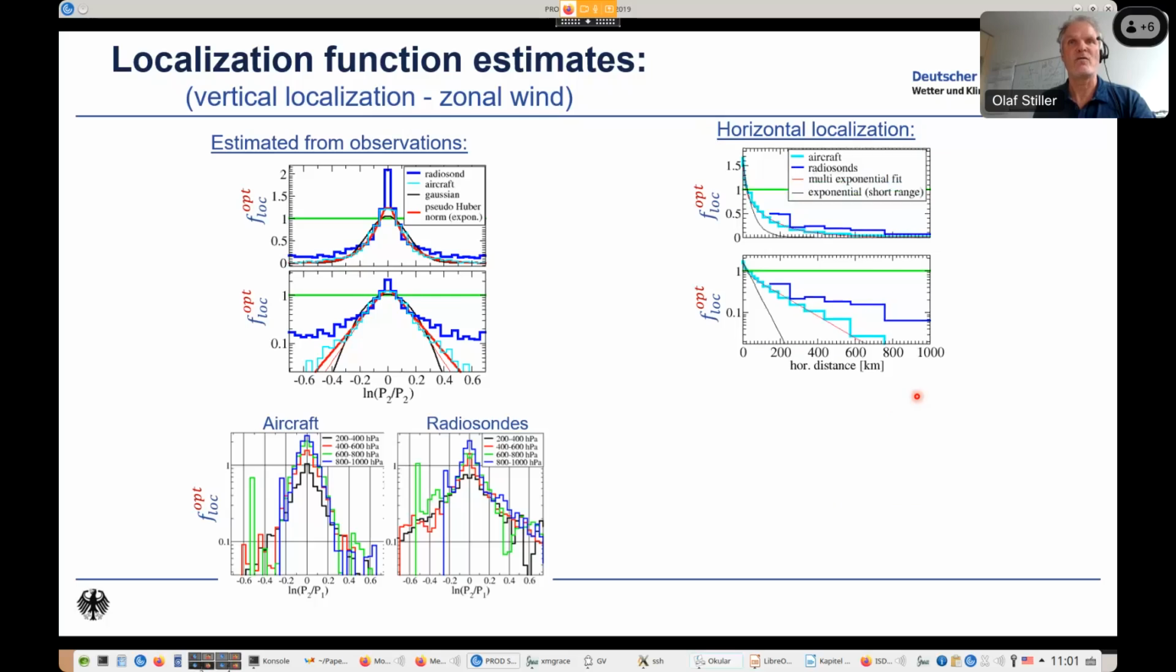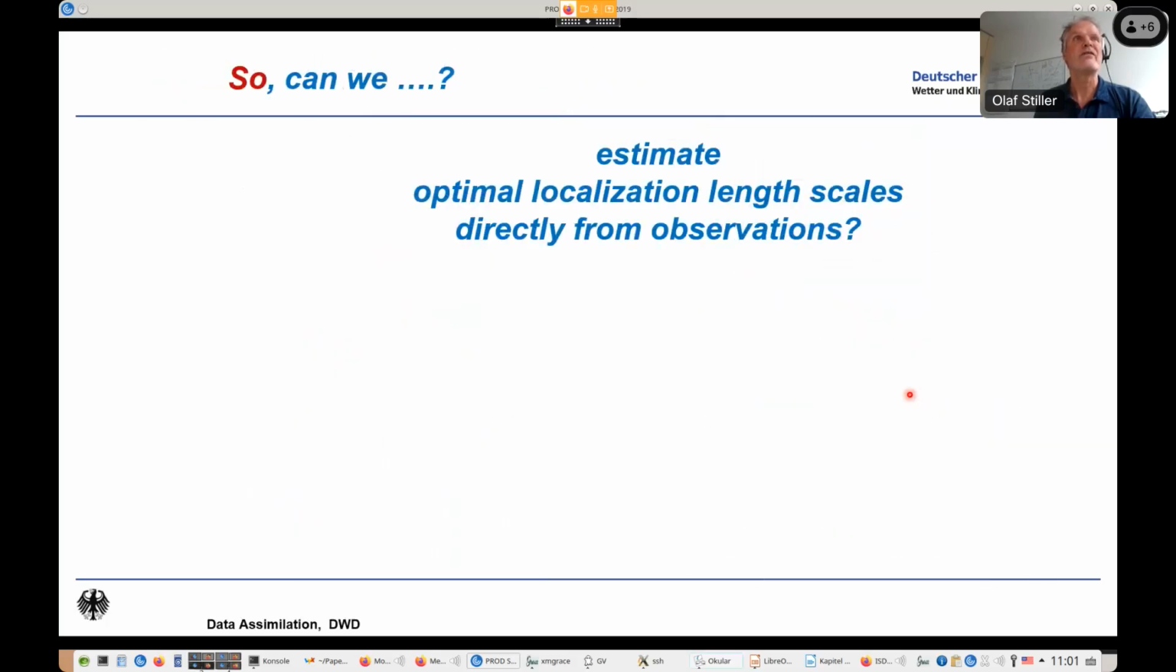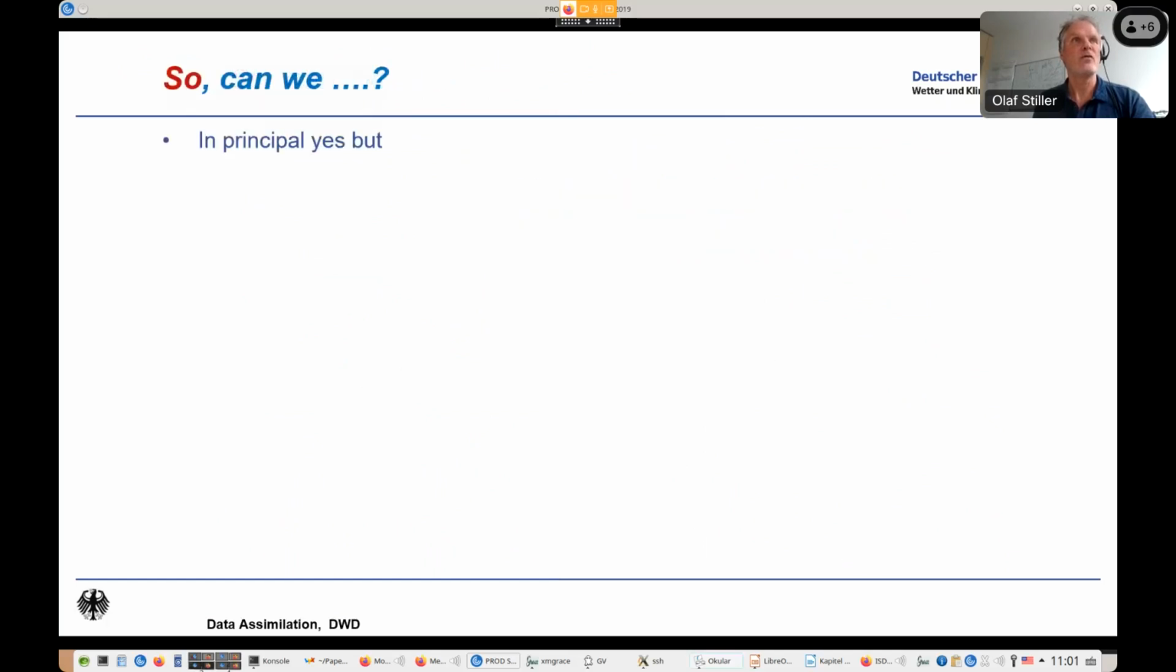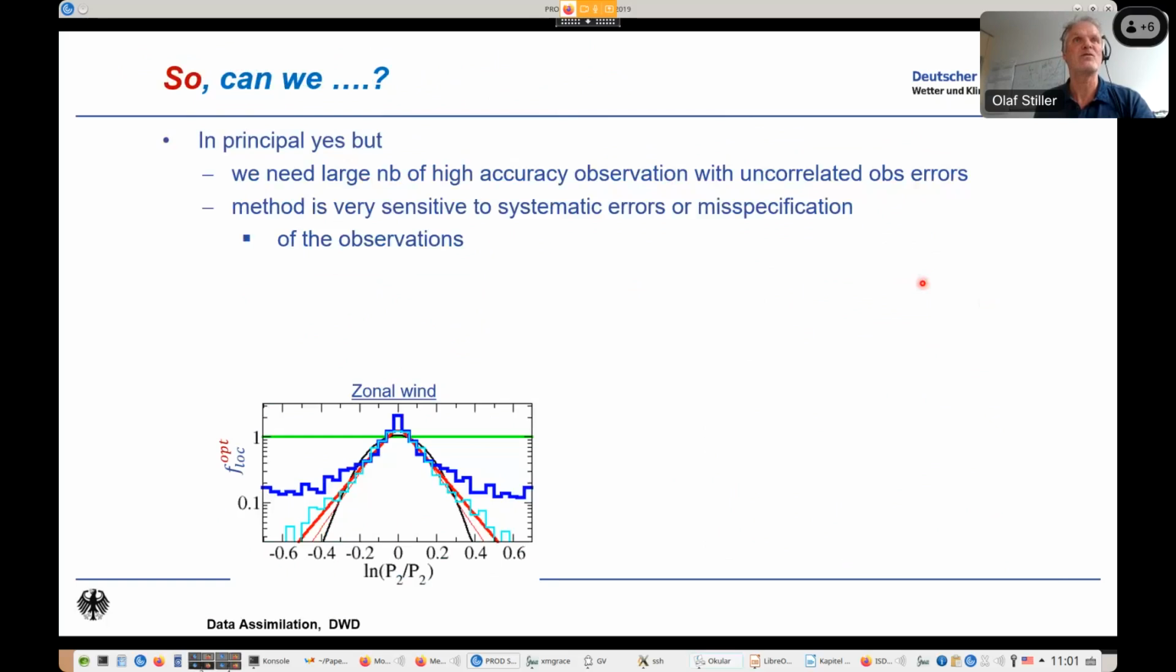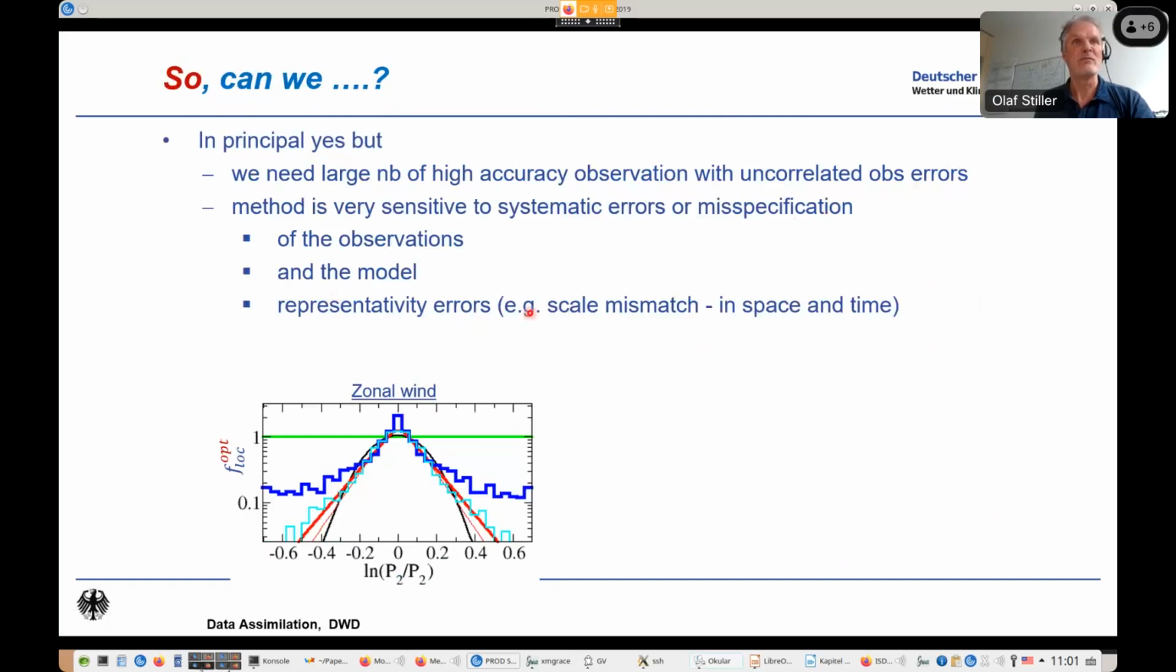I also did some work for horizontal scales, but I think I better come to the conclusions. So can we estimate the localization length scale? The answer is a clear yes in principle, but we need very high accuracy observations because everything is very sensitive to systematic errors or misspecifications of the observations and the model, and also scale mismatches. I believe the disagreement at small distances, which occurs all the time, is mainly the scale mismatch, while the tails are quite sensitive to systematic errors.